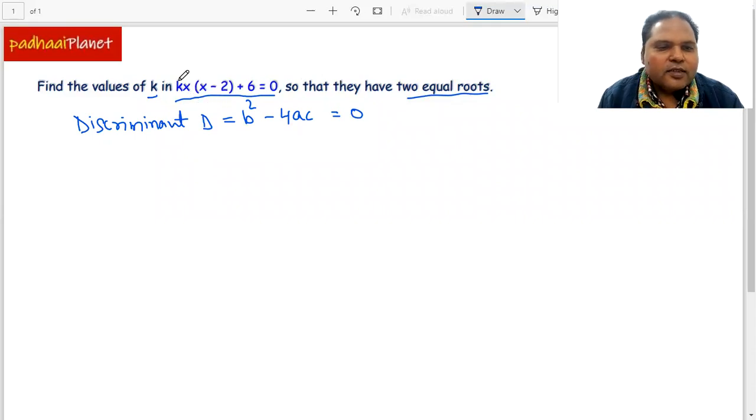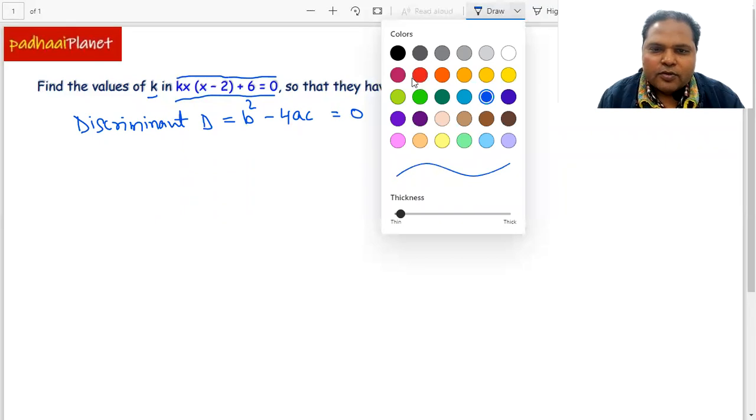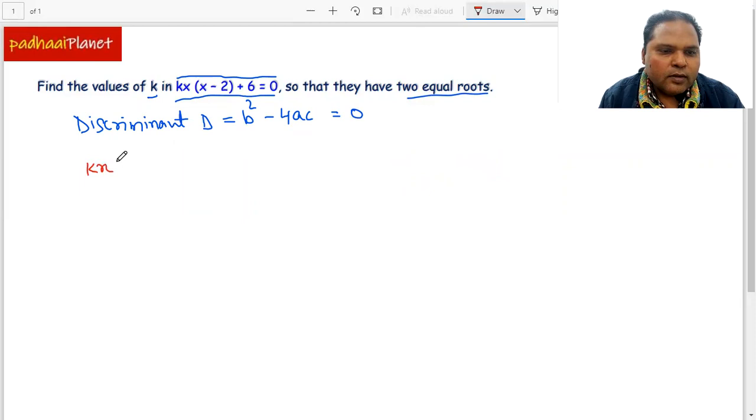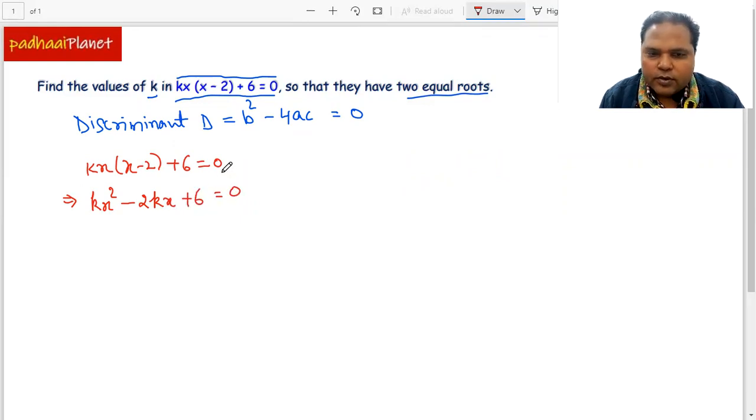Now first let's simplify this equation which we have, right? So the equation is kx(x minus 2) plus 6 is equal to 0. So if we further simplify it, we will get kx square minus 2kx plus 6, that's equal to 0.